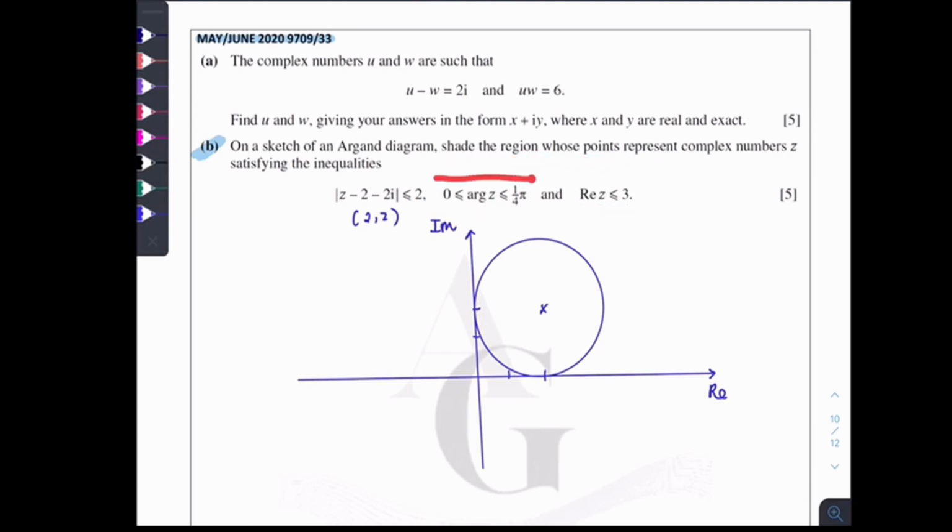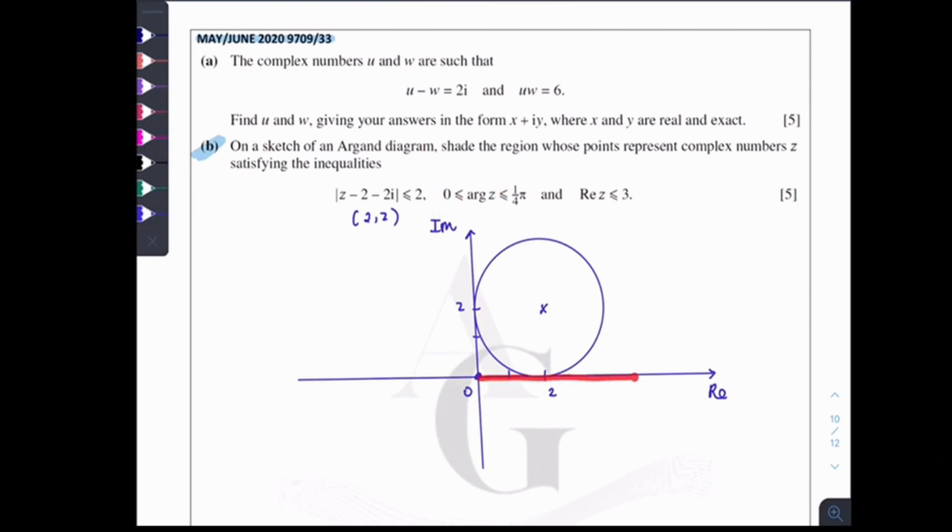Alright, have a look at the second one. It's an argument straight line that starts from the origin. Alright, so we start from the origin here, and then we make the angle from 0 to pi over 4, which means it's from 0 to 45 degrees.